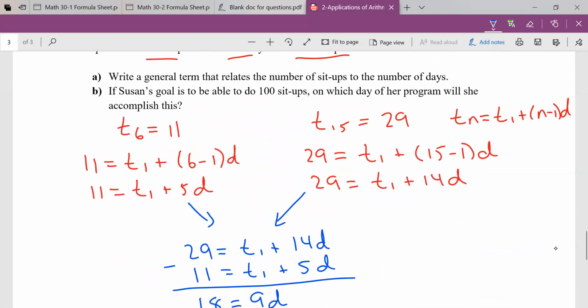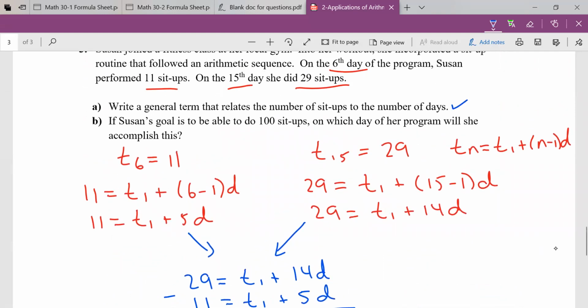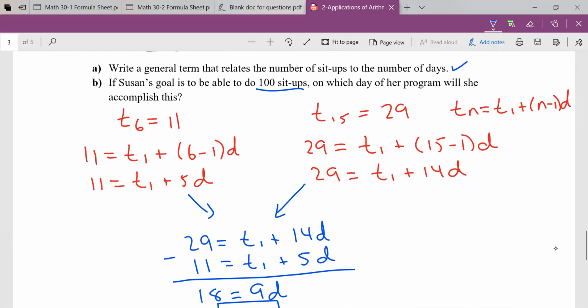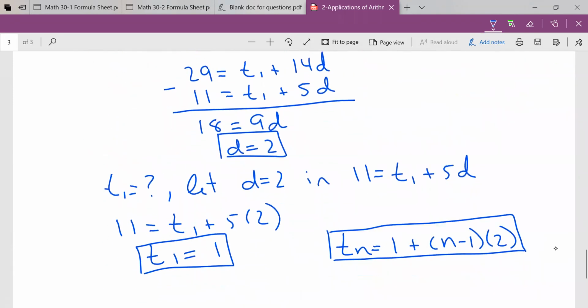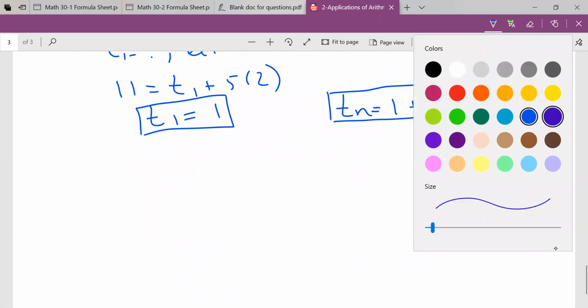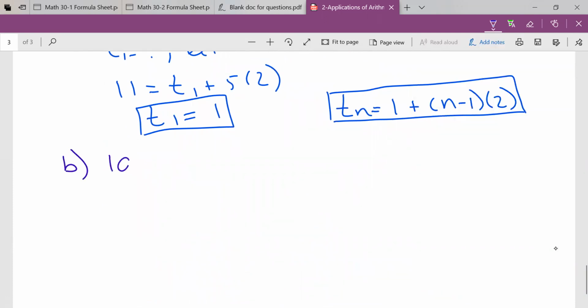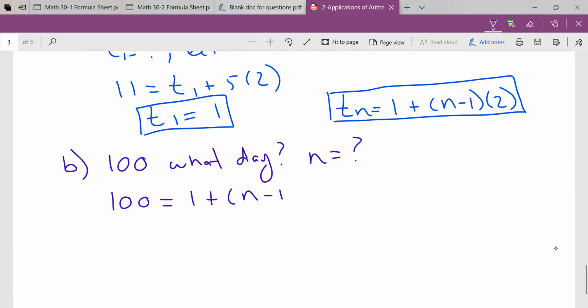Now that we figured that out, we can now figure out part B. If Susan's goal was to be able to do 100 sit-ups, not a chance I can do 100 sit-ups in one sitting, what day will she accomplish this on? Okay, let's switch to pretty purple. She wants to do 100 sit-ups. What day? Really what we're looking for here is n, right? So let's use our general term. She wants to do 100. We need to know on what day. That's n.